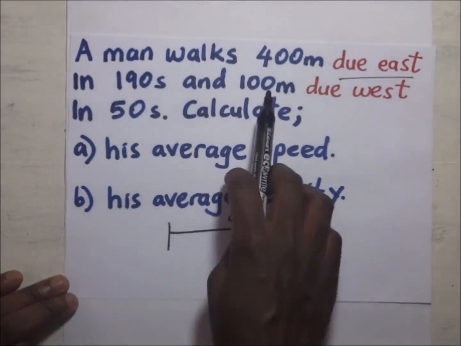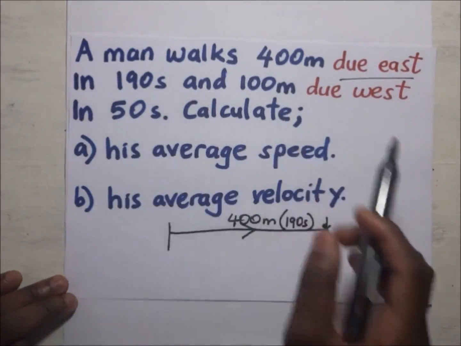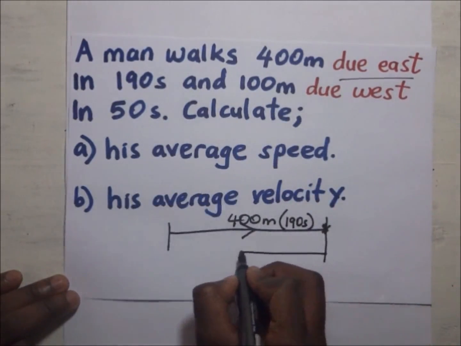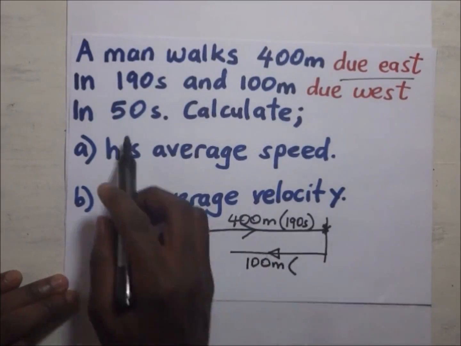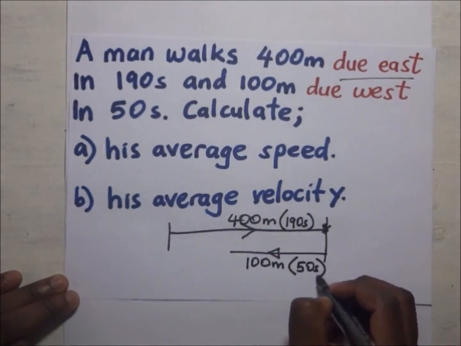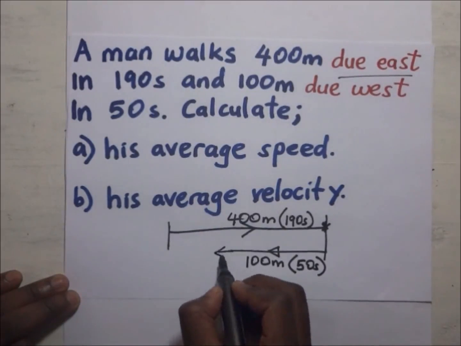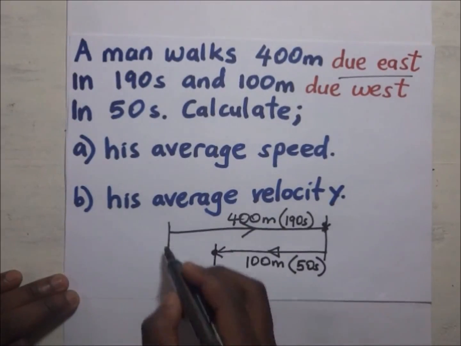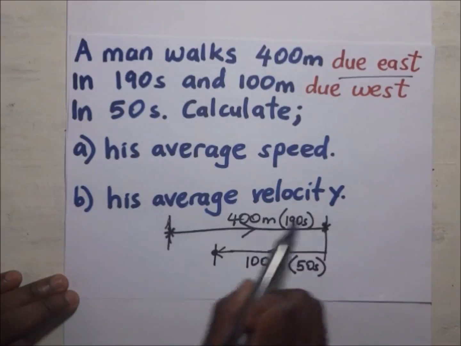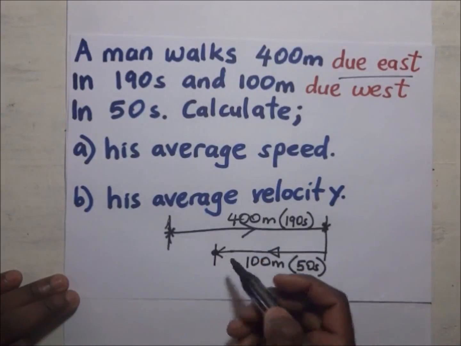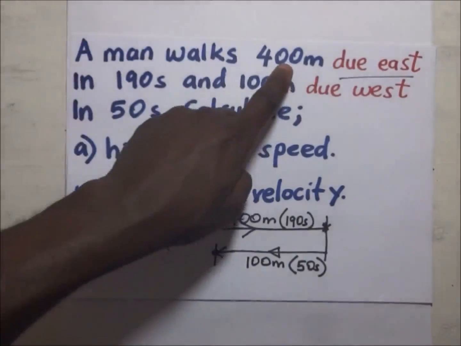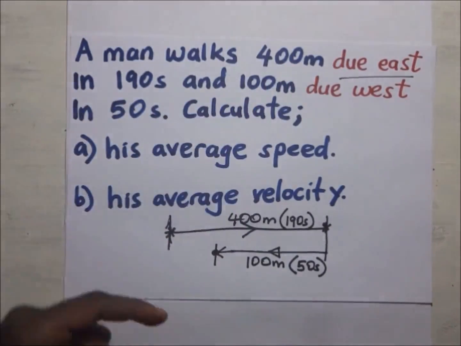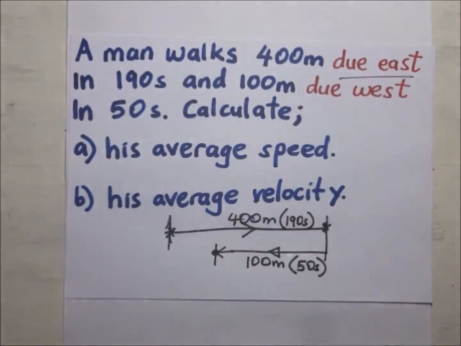And then he's going to move 100 meters due west in 50 seconds. So he moves 100 meters west. So he will end up somewhere there. He started from here, he moved, and then came back and he stopped there. This kind of question is trying to demonstrate to us the magnitude of the distance, which is 400 meters, and it's going ahead to tell us the direction in which it moved. So it is describing both the magnitude and direction.